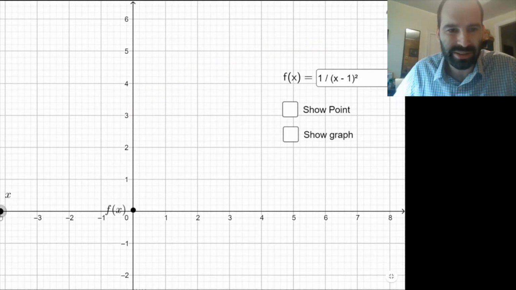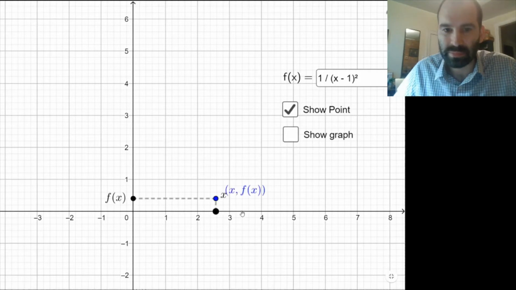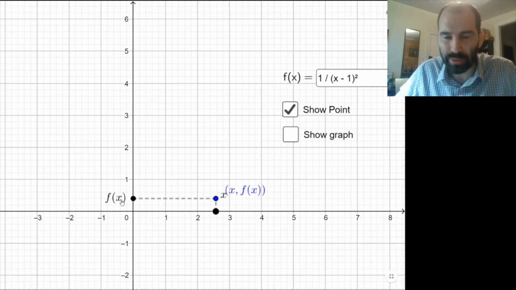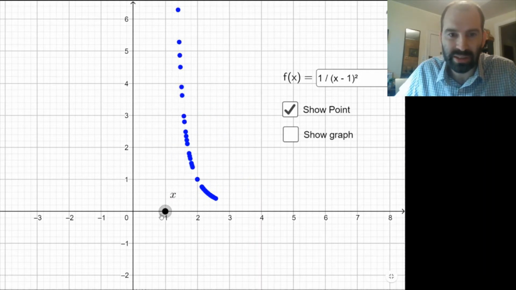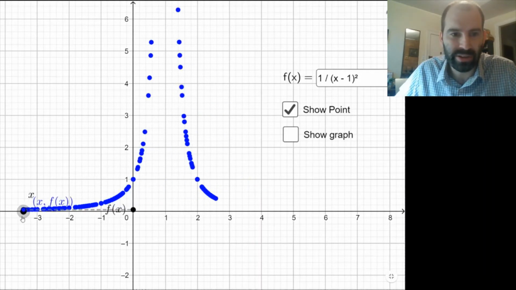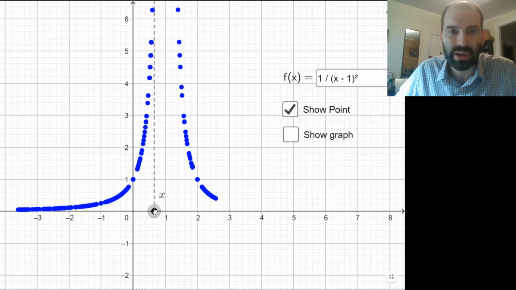Okay, so there's x and there's f of x. What's going on here? Look at this. Hard to tell what's going on. But if I trace all the points, if I put a point above x and to the right of f of x, right? And then trace it, I can kind of see what's going on. Look at this. I'm getting a volcano.